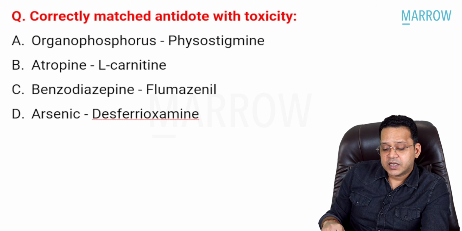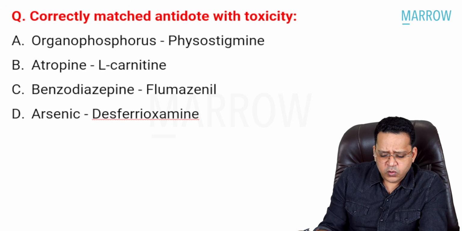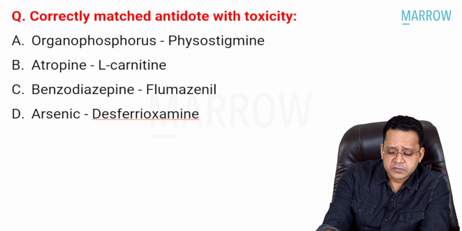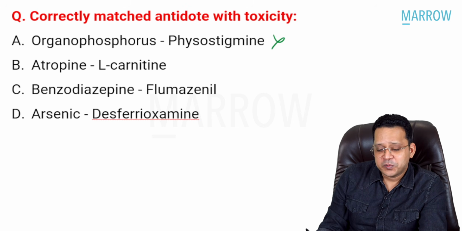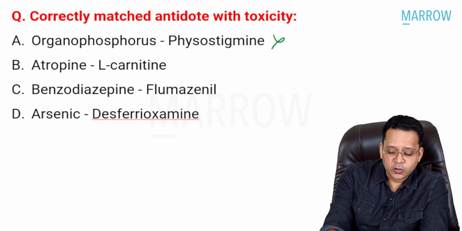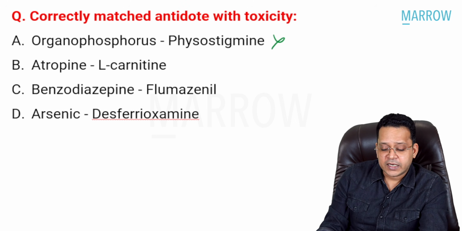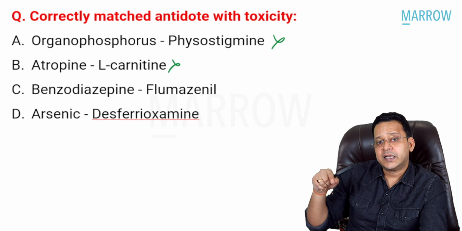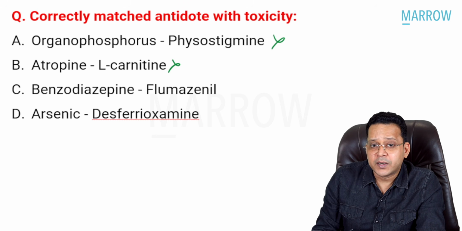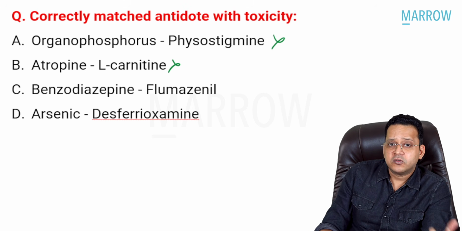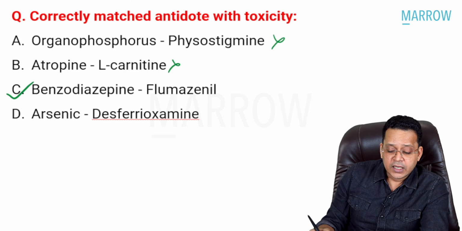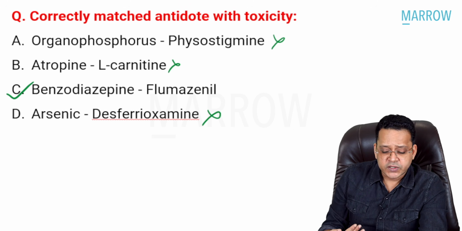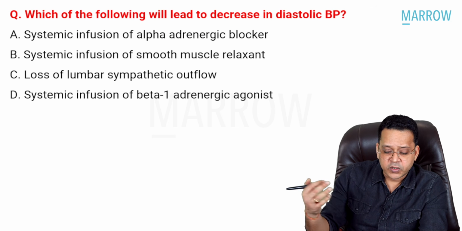All right, correctly matched antidote with toxicity. Look at this, probably the easiest MCQ in this exam. Organophosphorus with pralidoxime is wrong. Atropine would be the antidote, right? Atropine antidote is L-carnitine, wrong. Atropine antidote is pralidoxime, right? L-carnitine is rather an antidote for valproate-induced hepatotoxicity. Benzodiazepine flumazenil, right? This is the correct answer. Arsenic desferoxamine, again, this is not correct. Desferoxamine is an iron chelating agent. So C is correct, and this is again not a difficult MCQ.